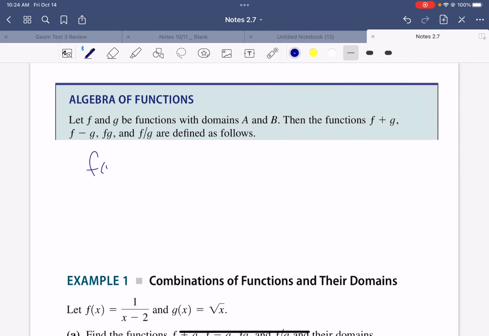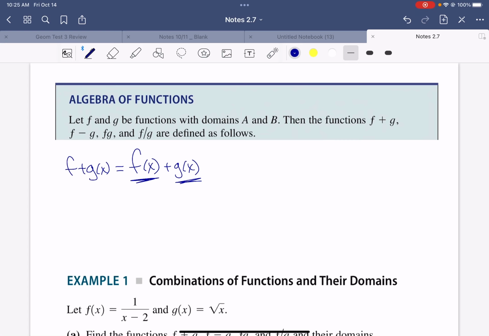So if I take f of x plus g of x, and I add them together, I get a new function. And what we're going to call it is f plus g of x. That's its name. So we can write it f plus g of x. That just simply means you take f and you take g, you plug in x into both, and then there you go, add them together.